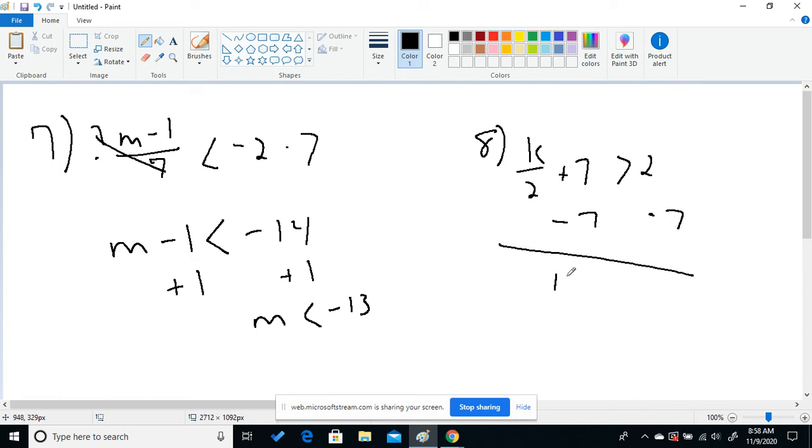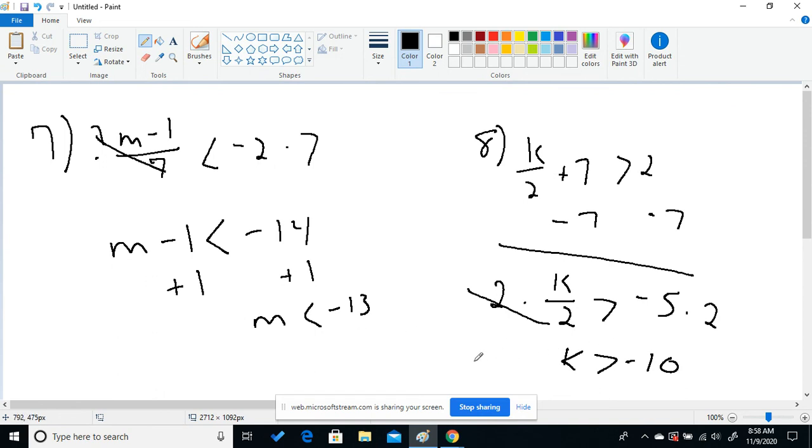That's going to leave us with k over 2 is greater than 2 minus 7. So what would that be? Negative 5, right? 2 minus 7, negative 5. And now we have k over 2 is greater than negative 5. What do we do over here? Multiply by the denominator on both sides. Boom, that cancels out. Leaves you with just k is greater than negative 5 times 2, which is negative 10.